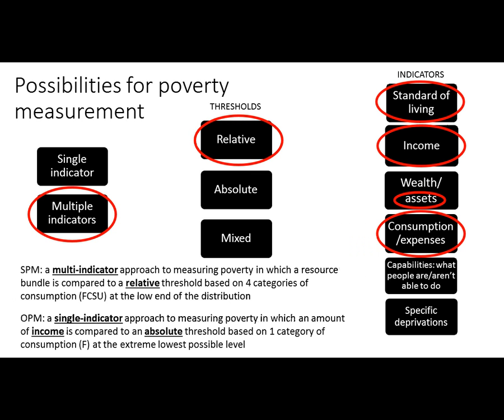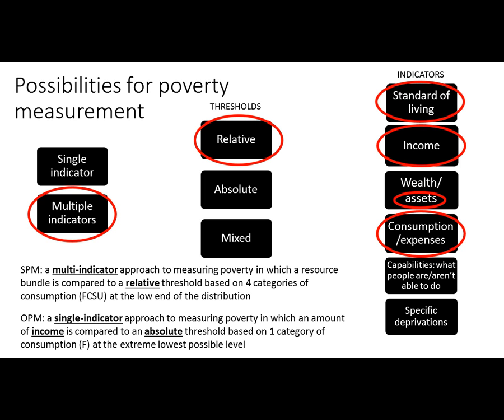So just summing up here, the supplemental poverty measure is a multi-indicator approach to measuring poverty in which a household's resource bundle is compared to a relative threshold, and that threshold is based on 4 categories of consumption, FCSU, at the low end of the distribution, sort of the bottom third.